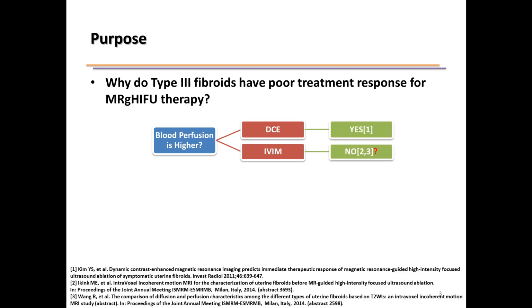However, prior studies show that these two approaches give different results. DCE MRI-based characterization of fibroids suggests that type 3 fibroids are highly vascular and well perfused, while the IVIM model shows that the perfusion is not different among fibroid types. We hypothesize that the IVIM model may be able to distinguish fibroid types if the intrinsic T2 difference between the fibroid tissue and blood is taken into account.